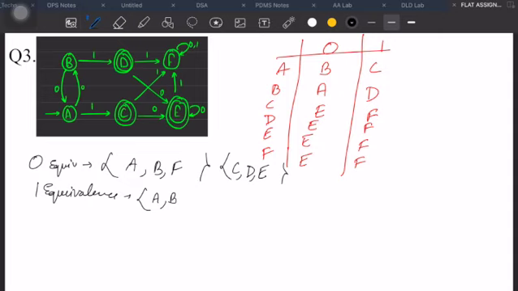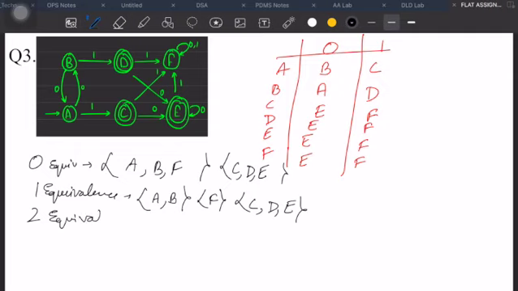Now it's time to check A and F. We can check A and F or B and F, both are the same because A and B are equivalent. So for A and F on getting input 0, A is going to B and F is going to E, and E and B are in different sets. So F is in a different set, and C, D, E are in the same set, as these are the final states.